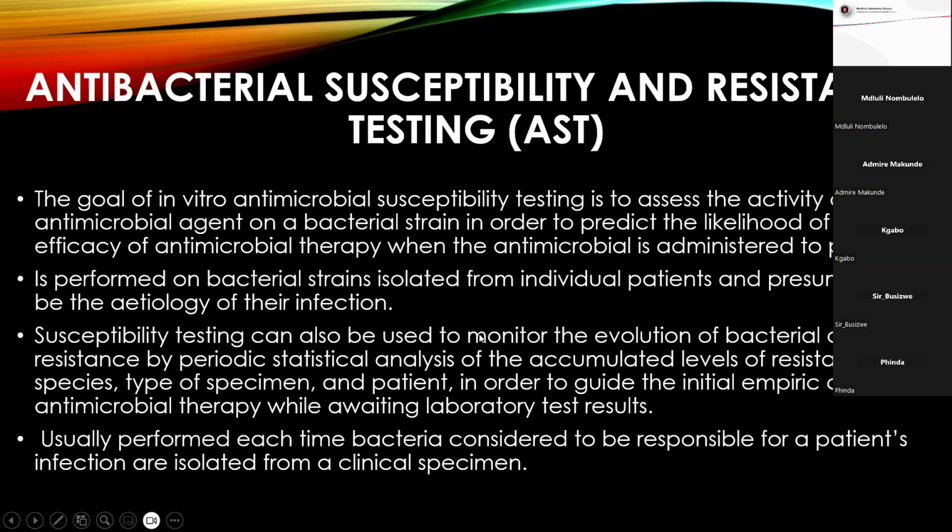So we said the idea of AST is to demonstrate whether one organism is susceptible or resistant. And I emphasized that you must pay attention to the sample site, where the sample is collected. The other part which needs particular attention is the clinical data or clinical information which the doctor provides. Those are some of the things which will guide you on whether something is normal flora or an infectious organism which has been isolated.